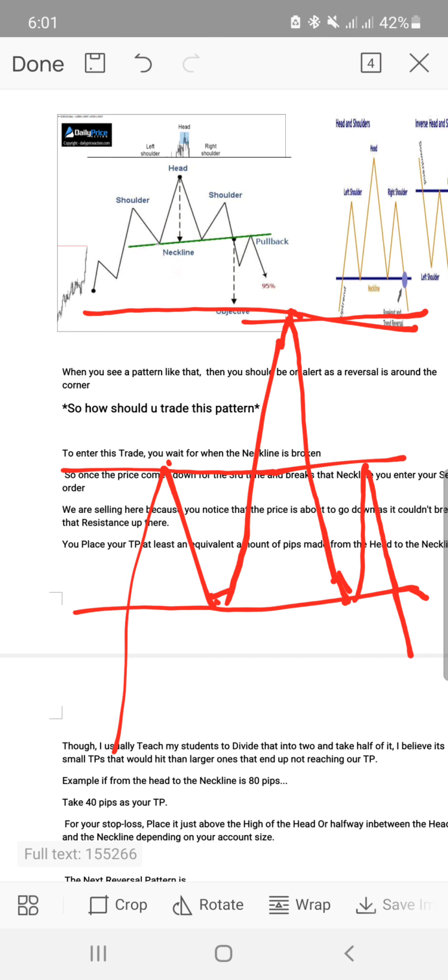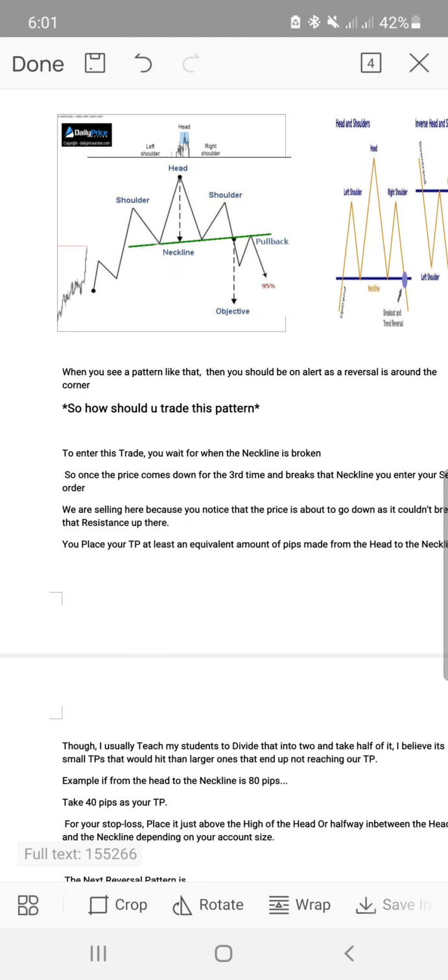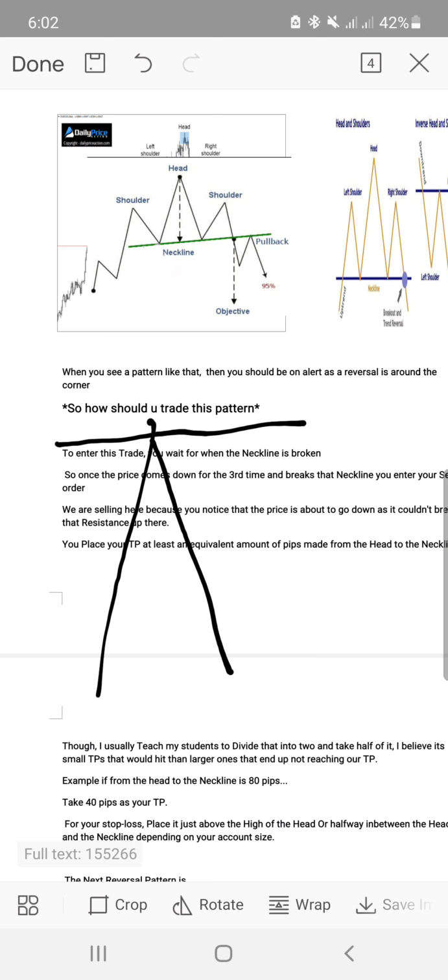Now for double tops and double bottoms, this is what happens, right? Price goes up for double tops, price goes up, encounters a resistance that it cannot break, right? Then it goes down. Then price comes, this is our neckline, right?